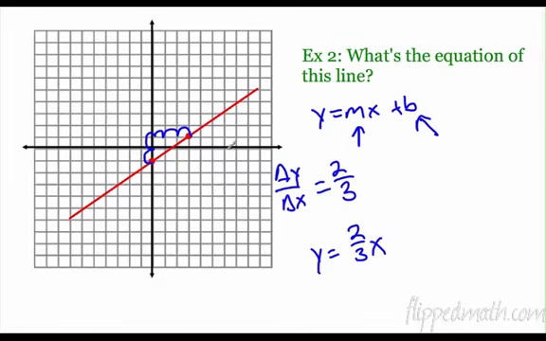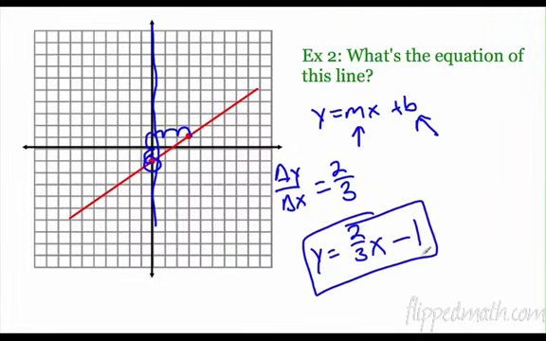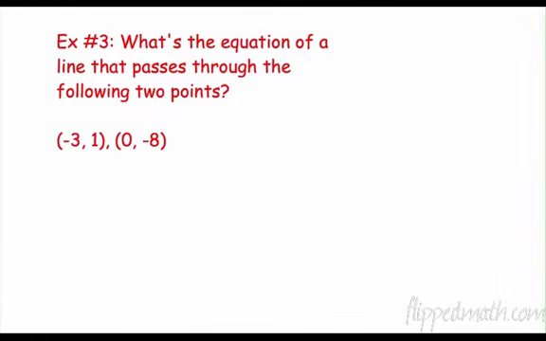My b is my y-intercept. Where does it cross the y-axis? Boom, right here. That's -1, so -1. Could I have also written 2/3 x plus -1? Sure can. No problem. Same exact thing. All right? So let's take a look at the next one.